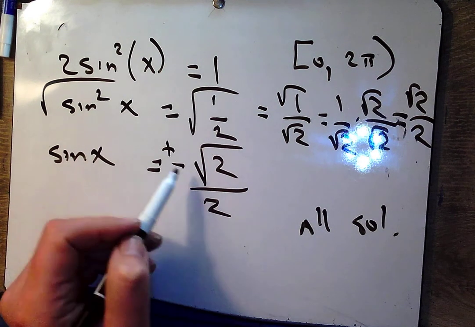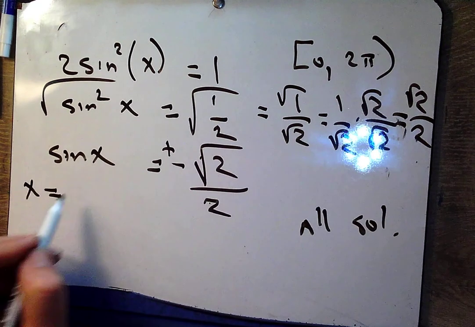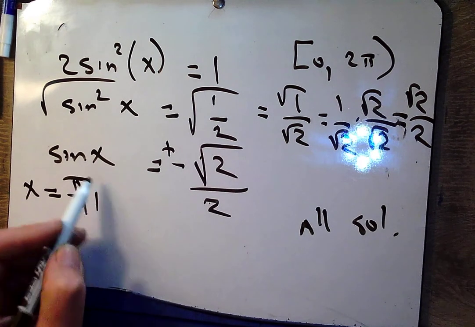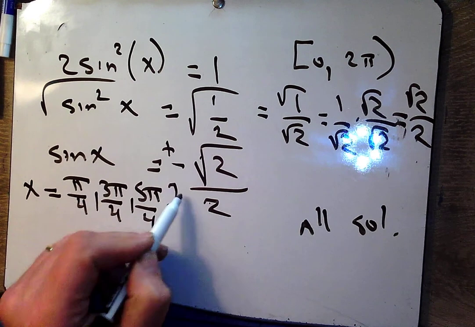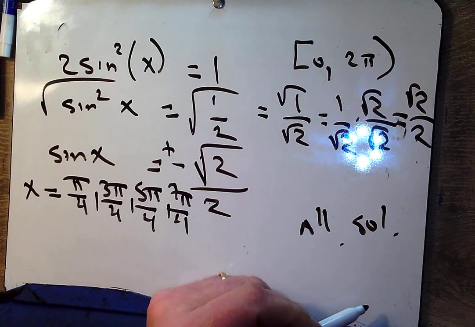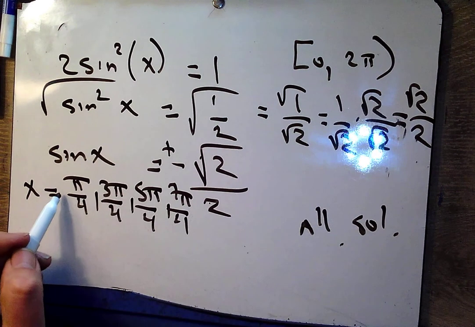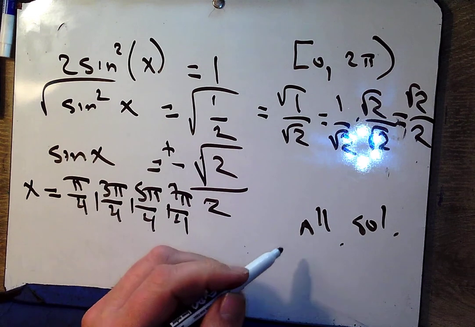So when is sine plus and minus root 2 over 2 on 0 to 2 pi? Well, that happens at pi over 4, at 3 pi over 4, at 5 pi over 4, and at 7 pi over 4. And again, with all solutions, I could slap on a plus 2 pi into those. Oh, God, it's going to be so much writing.